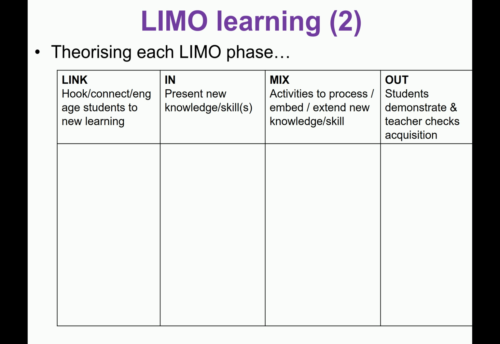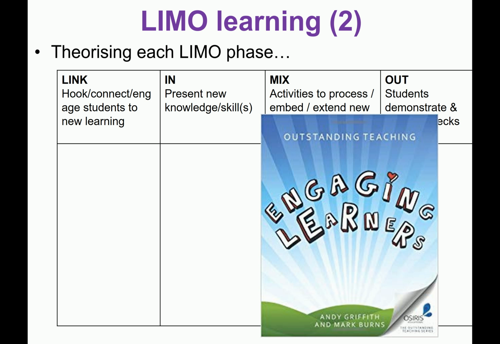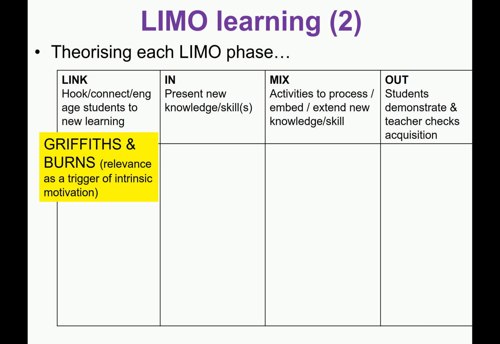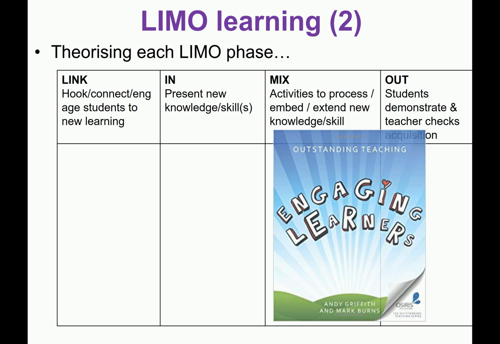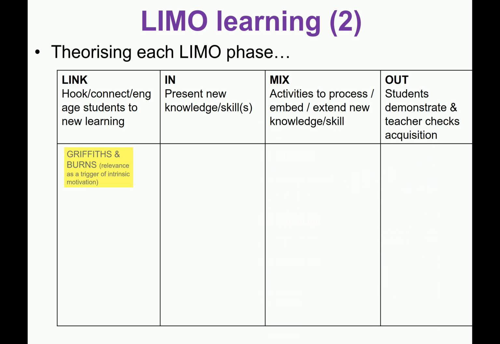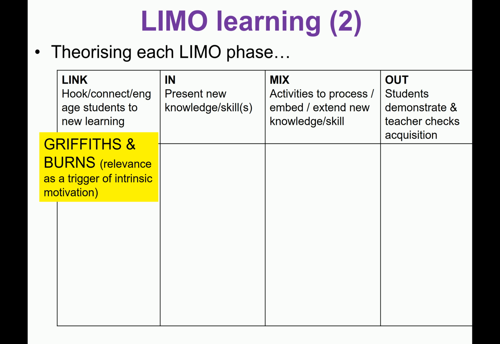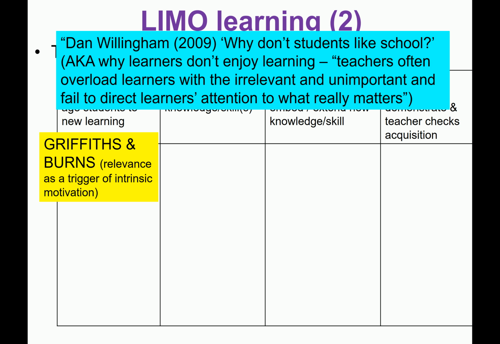A good book, I would recommend it. It's part of an outstanding teaching series of books. There's this one, Engaging Learners, and there's another one called Teaching Backwards, which I think are both great reads, by Griffiths and Burns. They have what they call 8 triggers of intrinsic motivation in this book. One of them, a central one, is relevance, and making learning relevant to young people. So again, they're just talking about the link. They're talking about hooking, engaging, connecting students to learning.